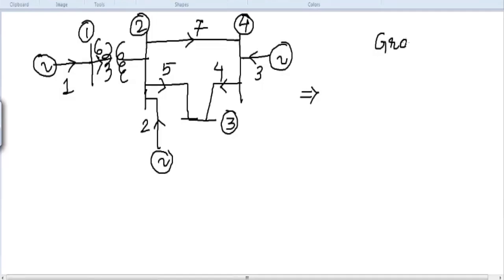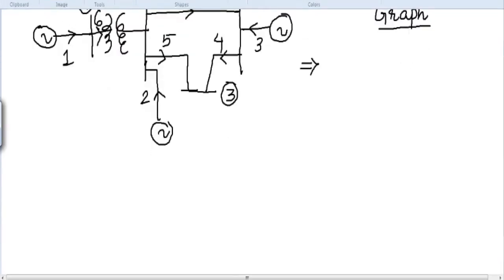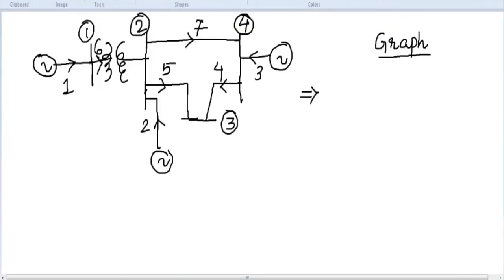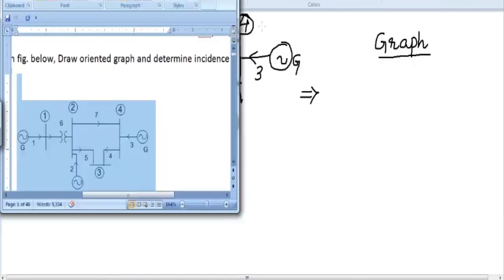Once we draw the graph, then we will be able to check which elements are to be taken as branches and which elements are to be taken as links. So before that, you need to check the total number of buses given in this problem. We have already said how to identify the buses. In order to identify the buses, we have to check the numbers with the circle. So how many numbers with a circle are given here? You can see here 1, 2, 3 and 4. So this is what is given to us.